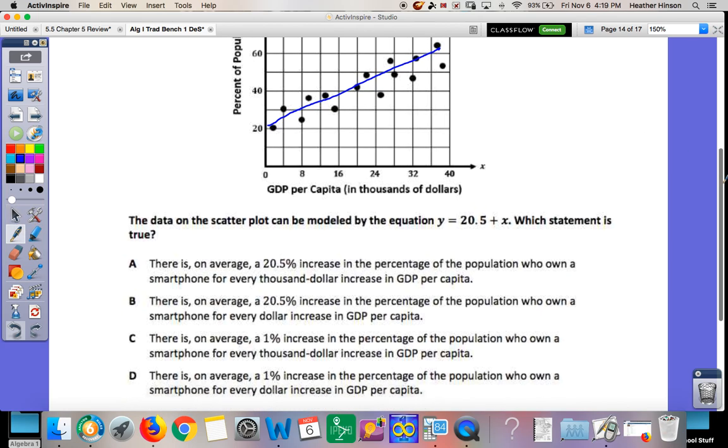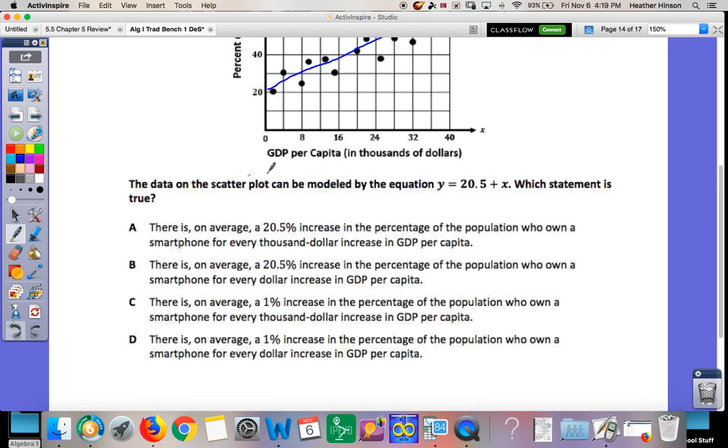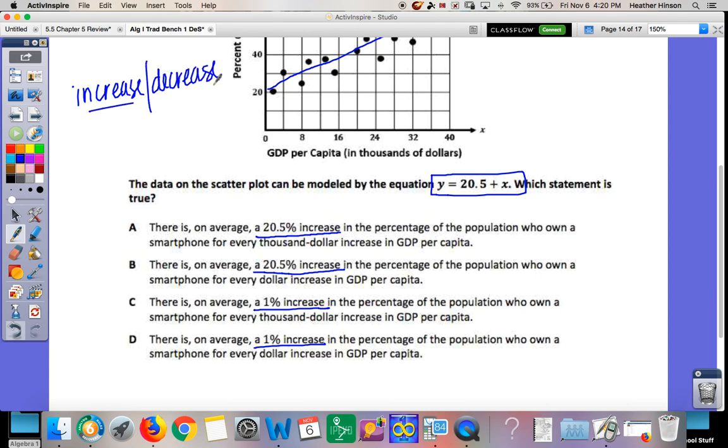So let's look at what they're asking for. This data on the scatter plot can be modeled by this. So they gave us the equation. Perfect. Which one is true? There is, on average, a 20.5% increase. That's what both of these say. Or a 1% increase. When you're talking increase or decrease, you're talking about slope.